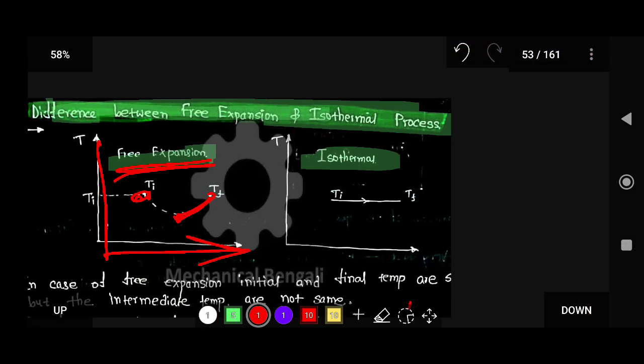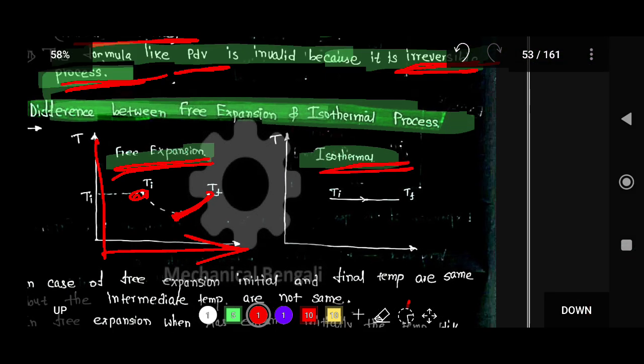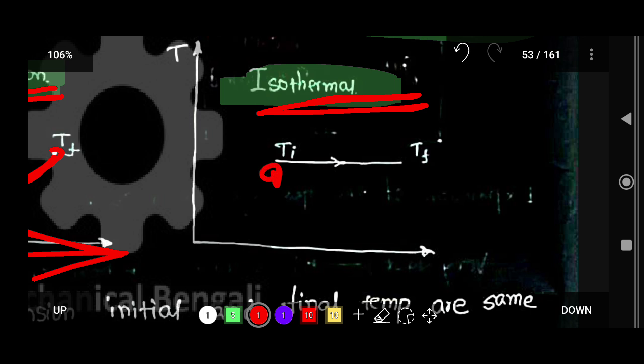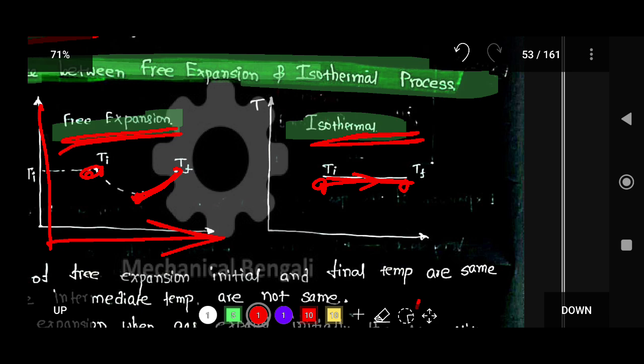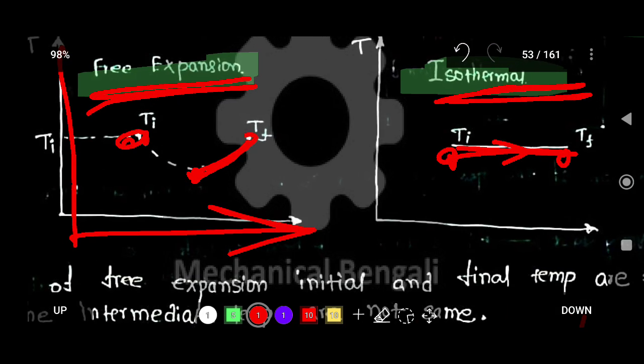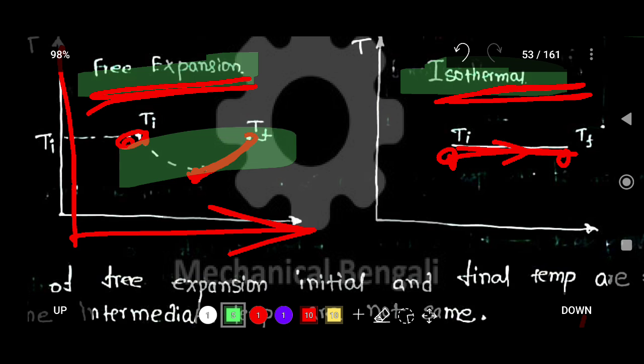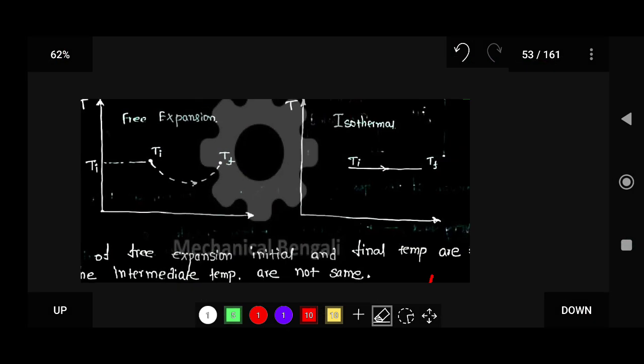But in the isothermal process, suppose this is the initial state and this is the final state, and there is a straight line. That means in the whole process the temperature is constant. So this is the difference between isothermal process and free expansion process. In free expansion the temperature is not constant throughout the process, but in isothermal process the temperature is constant throughout the process.